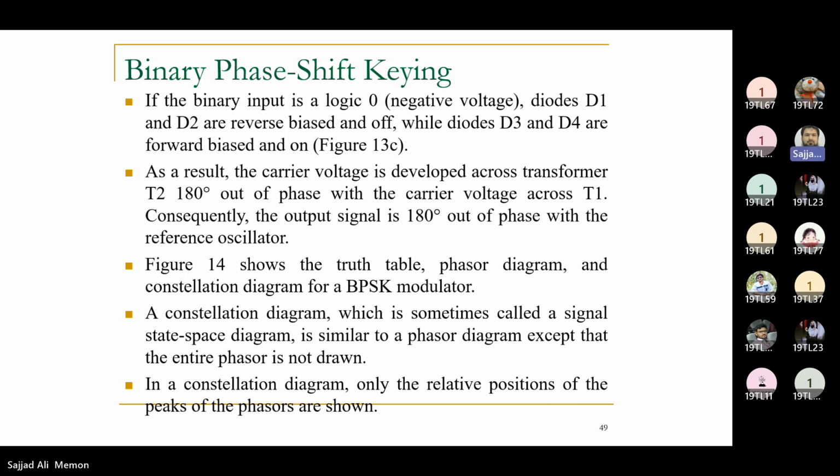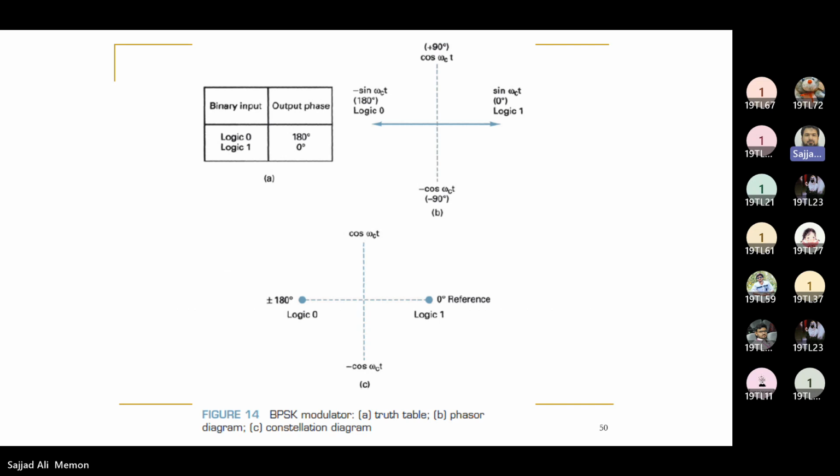Then we have figure 14 that shows the truth table, phasor diagram and the constellation diagram of a BPSK modulator. So here you can see logic 0, the carrier will be modulated to 180 degrees and logic 1, carrier will be modulated to 0 degrees. So for zeros and ones, the carrier will be shifting between these two phases. This one is a phasor diagram. You can see logic 1 at 0 and logic 0 at 180 degrees. And this one is the constellation diagram where you can see two angles and their respective logics.